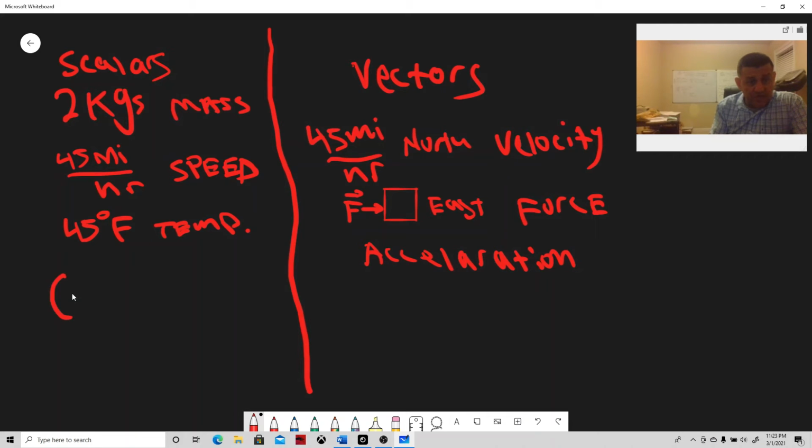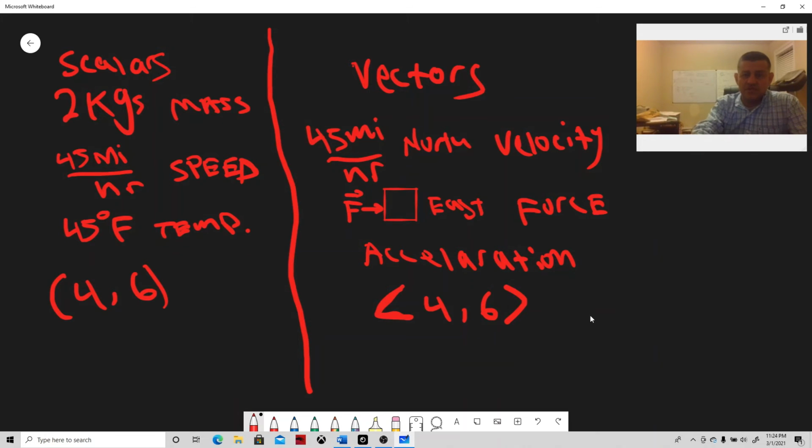So a scalar will be written like this, 4 comma 6. That will be a scalar. A vector is usually written like that, with the 4 comma 6 in the vector notation. So when you see something like this, it is a vector. And this is basically just a point.